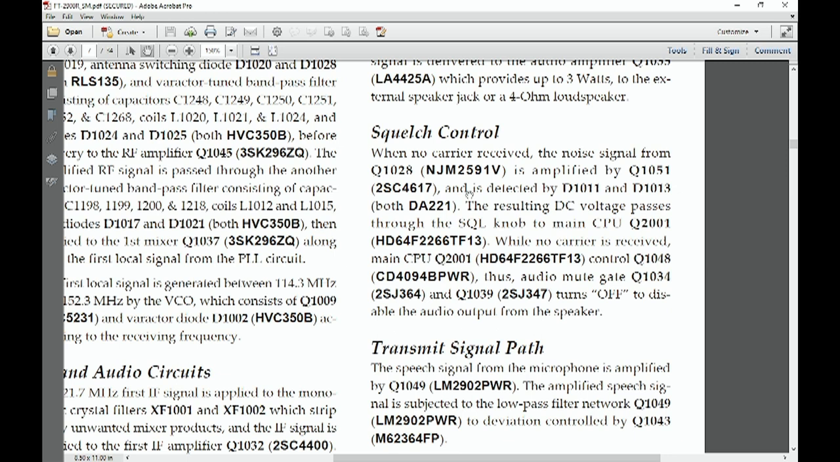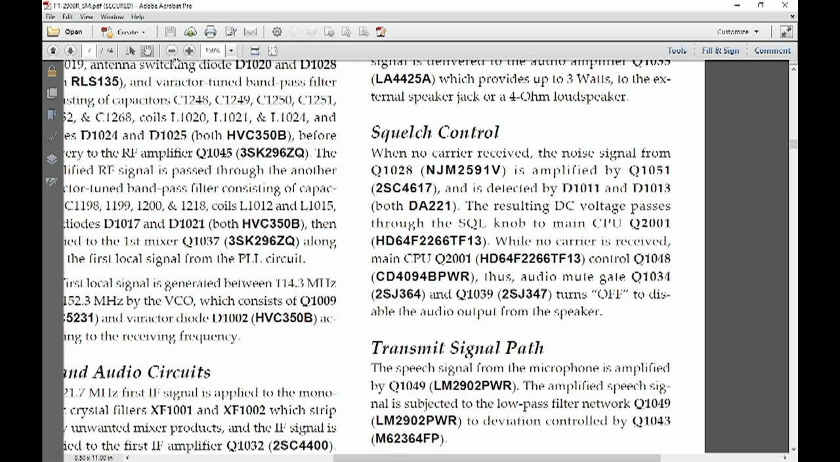The part number is F13, the last part. While no carrier is received, main CPU Q2001 controls Q1048, CD4094BPWR. That is the shift register which controls the audio frequency mute line and the TX line. So we will now focus on looking at those components to see if we can find the signal that we are looking for. Usually the COS line is either positive or negative voltage with a value of 5 volts.